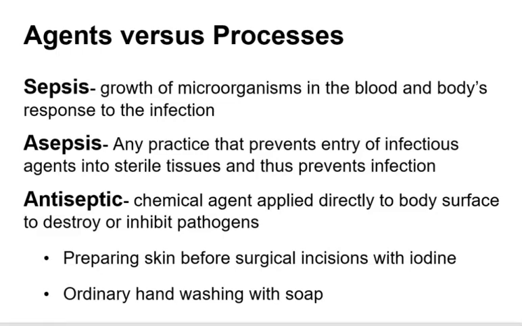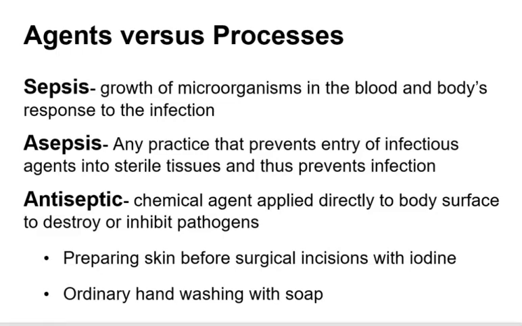All right, so agents versus processes. Sometimes we'll have terms where we're talking about the agent itself, and other times we're talking about a process. So we use the word antisepsis, right, which referred to the removal of microorganisms from living tissues, and we would use an antiseptic to do that. An antiseptic is the actual agent that is going to destroy or remove that pathogen from living tissue. It says preparing skin before surgical incisions with iodine or ordinary washing your hands with soap. So the soap or the iodine would be the antiseptic.